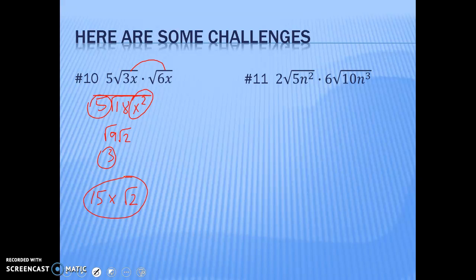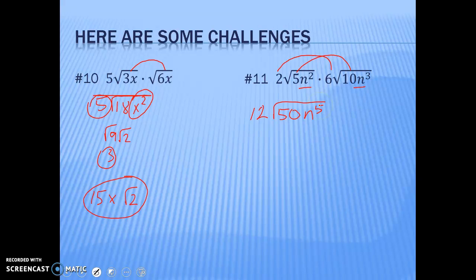If I move on to number 11, the last one here, I'm going to start by multiplying everything together that I can multiply together. For example, I can multiply the numbers that are on the outside of the radical together. 2 times the 6 gives me 12. And I can multiply the things on the inside of the radical together. 5 times 10 gives me 50. And n squared times n to the third. If I multiply like bases, I add the exponents. That's going to be n to the 5th.